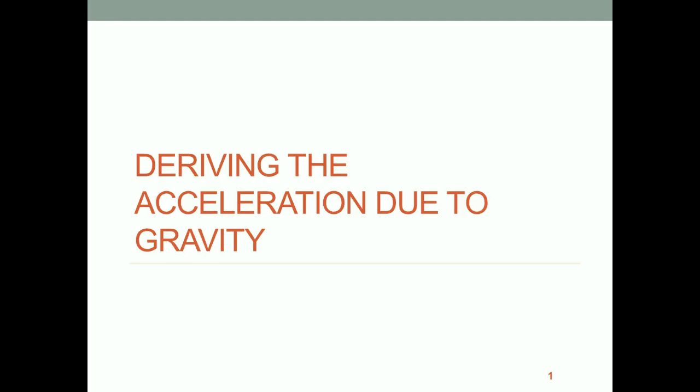In this video, I am going to derive the acceleration due to gravity, that 9.8 meters per second squared that we've been using thus far this semester. Okay, to do that, I'm going to use the law of universal gravitation. And so here is the scenario that I am thinking about.